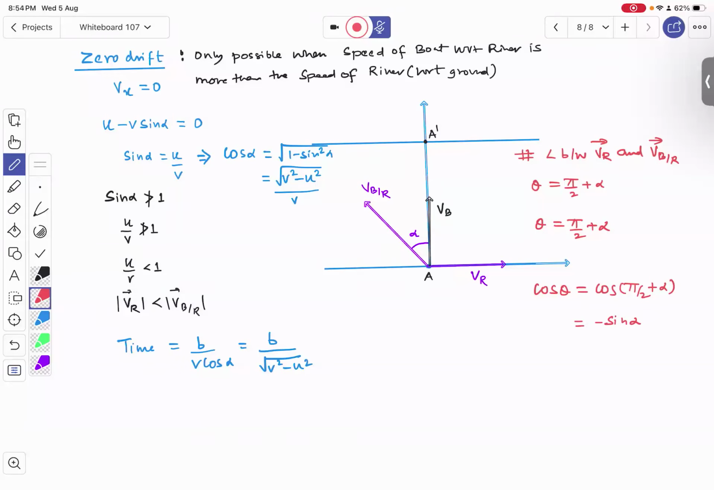So in case of zero drift, the angle between VR and VBR is, what is sine alpha? We know that it is minus of u by v. So theta is equal to cos inverse of minus u by v, or that is equal to cos inverse of minus of VR by VBR.